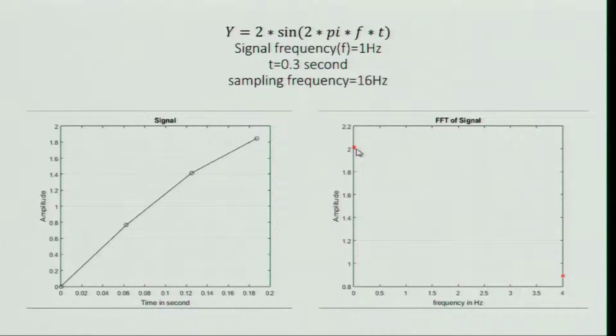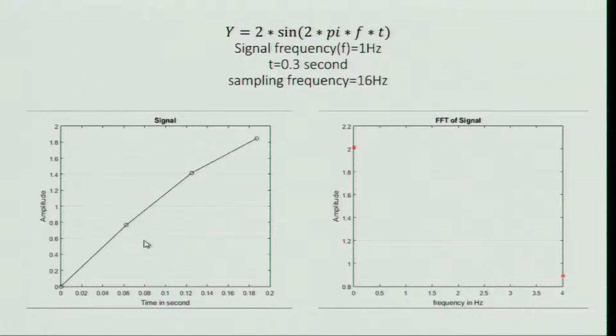What I see is that I get a peak at 0 hertz with an amplitude slightly over 2, and then I get another non-zero value at 4 hertz, and all other values are 0. So I got these two values, at 0 and 4. If you look at the accuracy of this result, it is totally wrong.